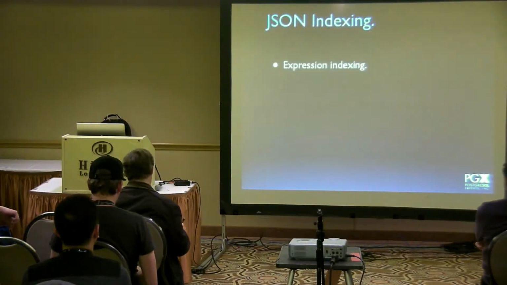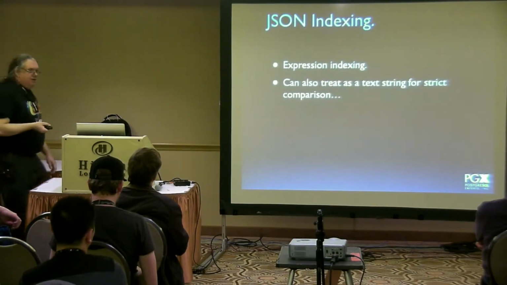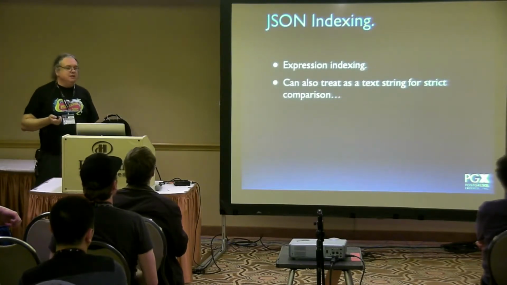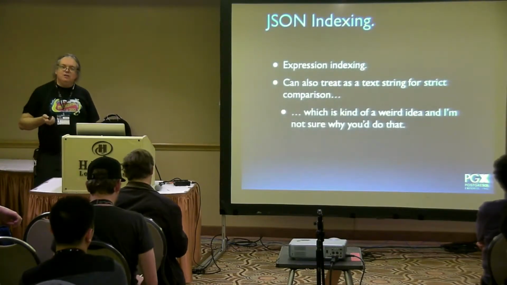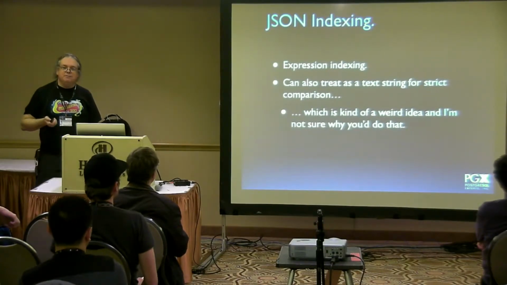JSON indexing, back to using expression indexing. You can also index it as a text string, so for strict comparison. I have absolutely no idea what use this is. Kind of weird. I guess for really simple structures that might be useful.